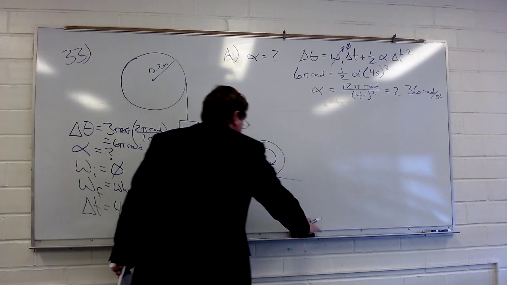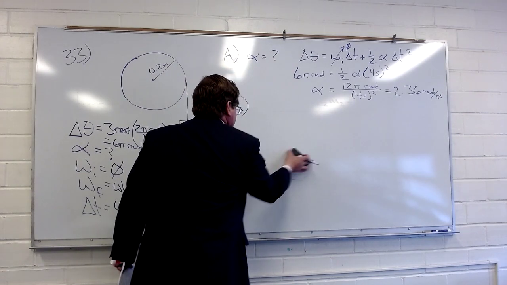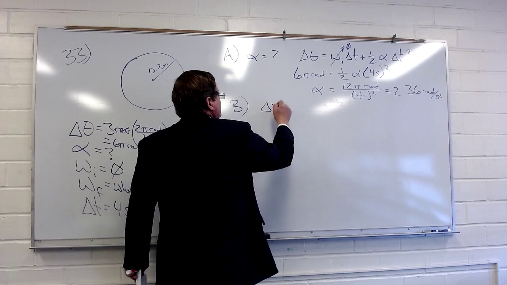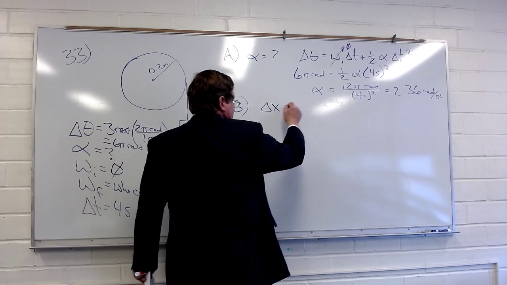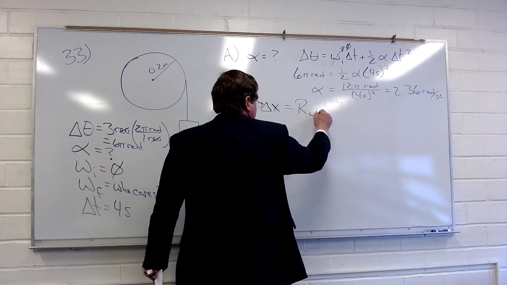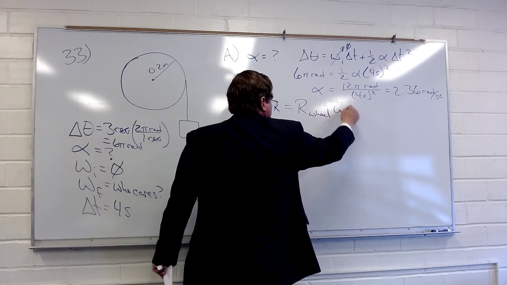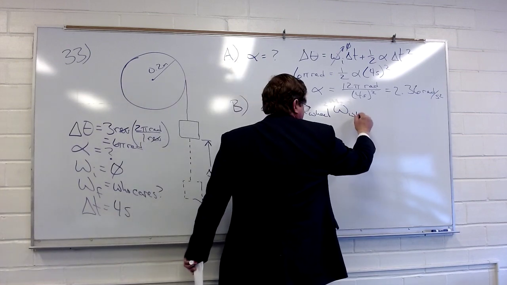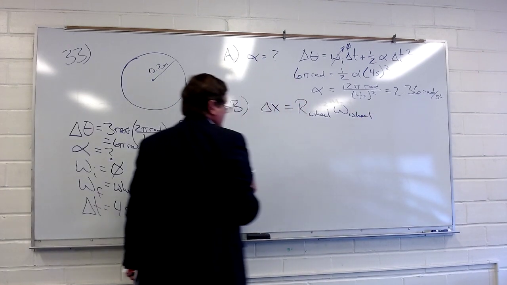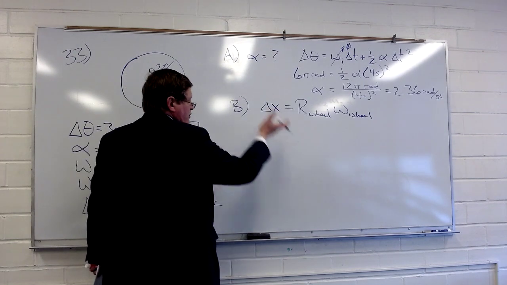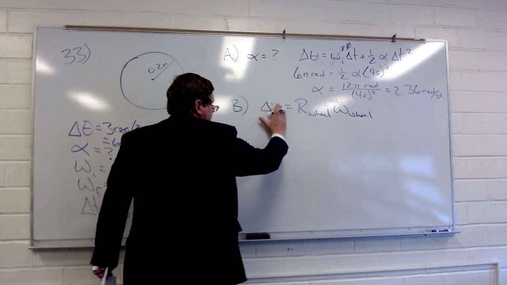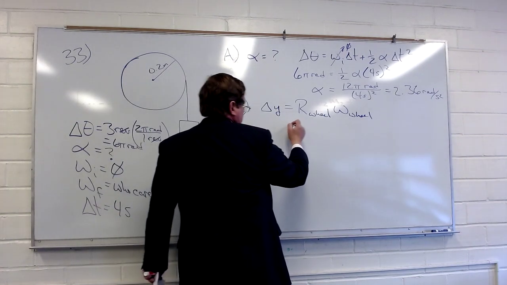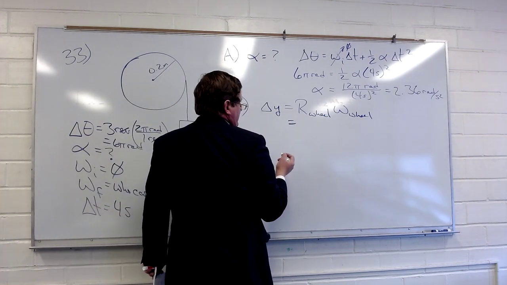Okay, so we can use the rolling condition, namely that the linear displacement is equal to the radius of the wheel times the angular displacement of the wheel. And in this case, since we're not going down the road, but we're going vertically, we'll change that to a delta y. And so that's going to equal the omega.